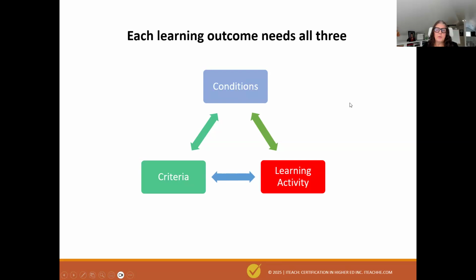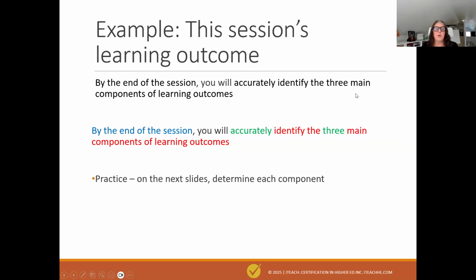Okay, are we ready to practice a little bit? So here's an example. From today's session, one of the outcomes was that you will accurately identify the three main components of a learning outcome. This shows you the blue, that's our condition: by the end of the session, right? So that's when it's going to happen. What you are going to do is identify the main components of learning outcomes. Then the criteria is that there are three, and accurately. Okay, so that gives you an example of what this looks like.